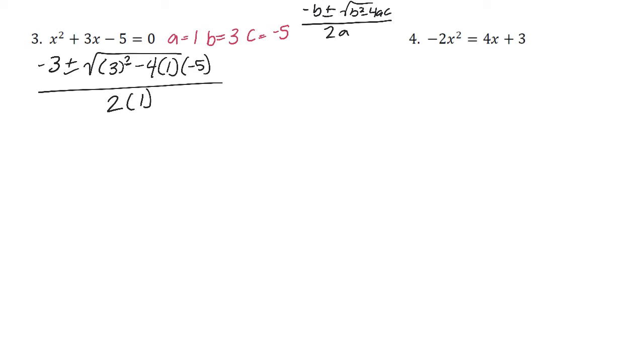Okay, let's simplify. So negative 3 just stays where it is. 3 squared is 9.